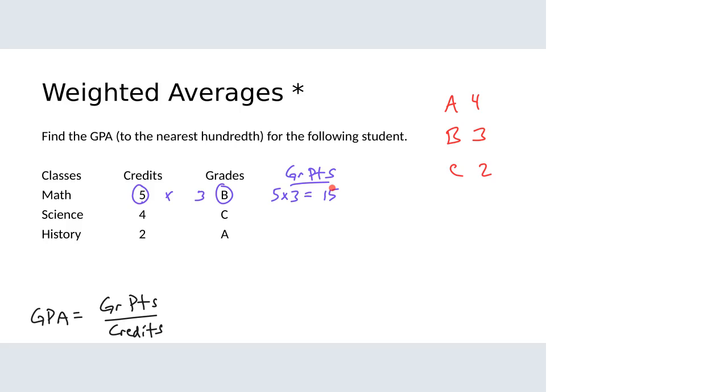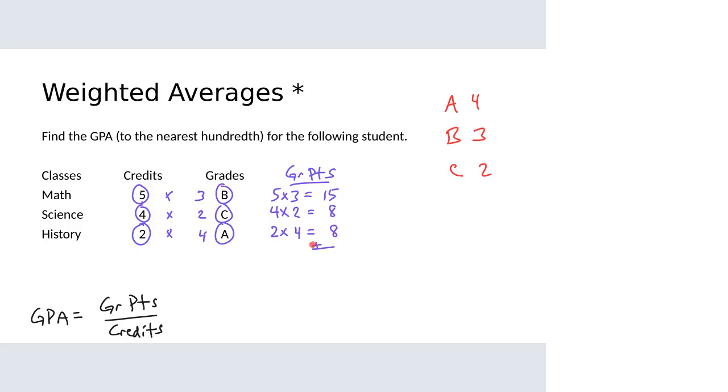It's perfectly fine. All right, we have a 4-credit C. A C is worth 2 grade points per credit. We're going to multiply those together. 4 credits times 2 grade points per credit is 8 grade points for that science class. And then a 2-credit A, which is 4 grade points per credit. So we're going to multiply those. 2 credits times 4 grade points per credit is 8 grade points in that history class.